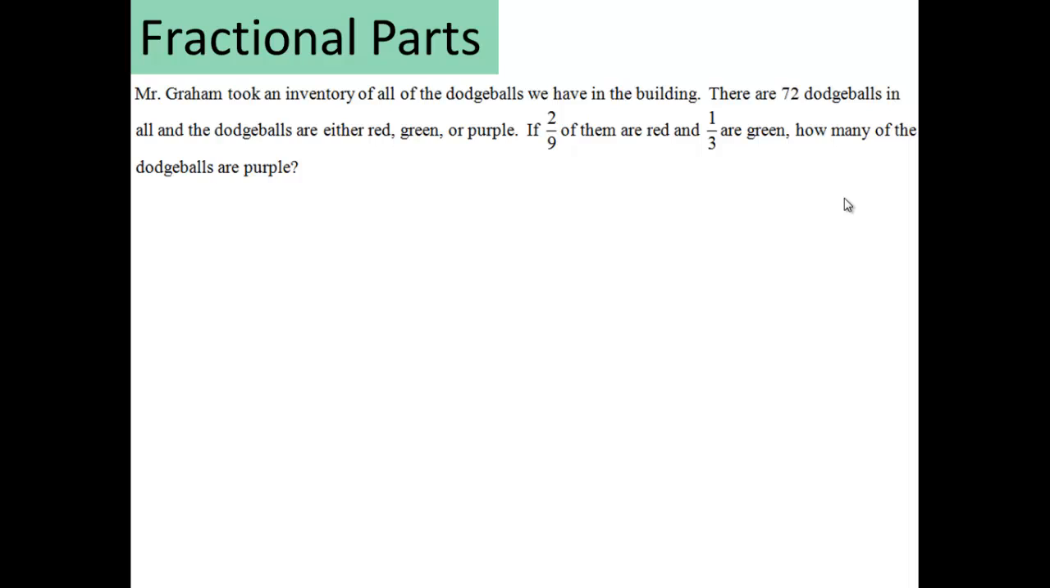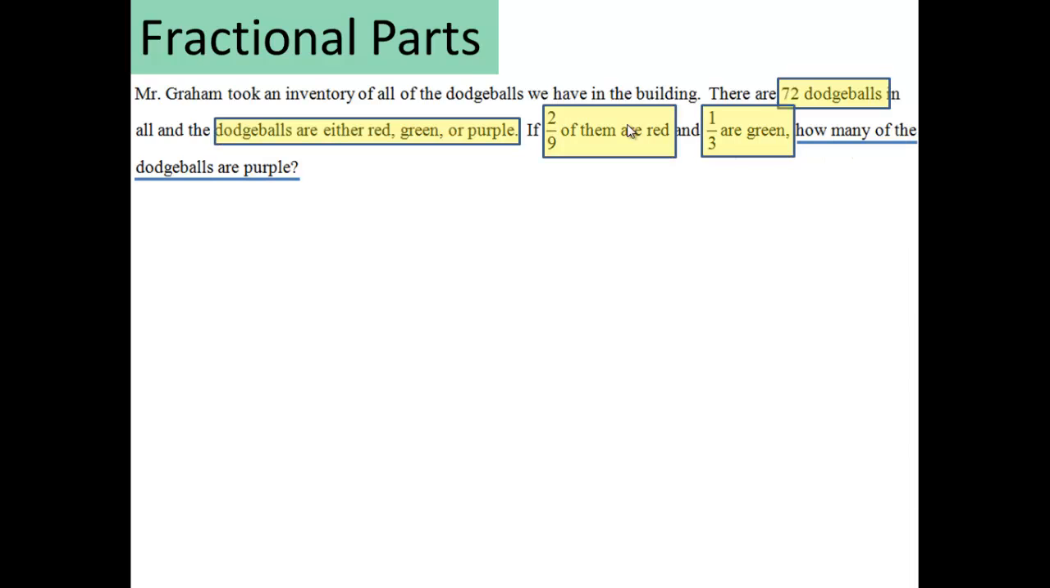Okay, first step as always, let's circle the key information and underline the question. That's right. All right, 72 dodgeballs I see. And there's this other part here that I highlighted that says they're either red, green, or purple. It's important in this problem that we know that there's only 3 colors of dodgeballs. Okay, as always, next step.